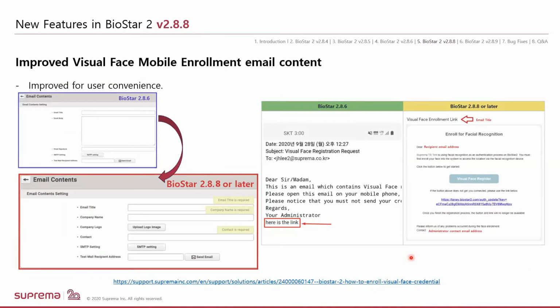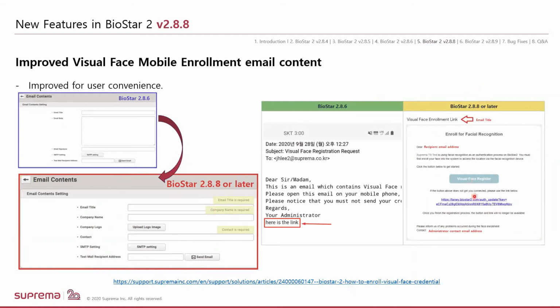The last new feature is the visual face mobile enrollment improvements. Regarding the visual face mobile enrollment function supported from BioStar 2.8.6, Suprema has improved it so that users can use the function more easily. This is the email contents part in BioStar 2.8.8. It removed the email body item.